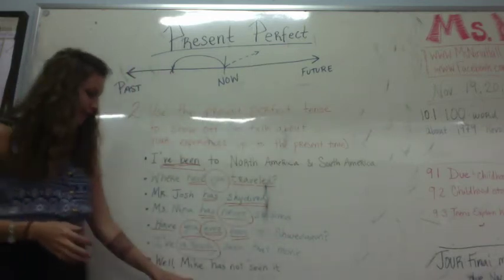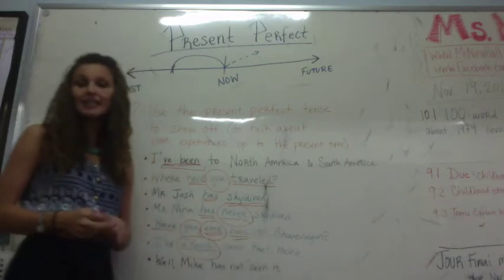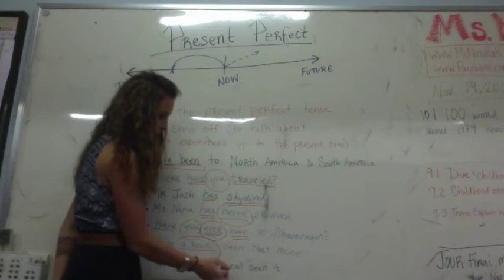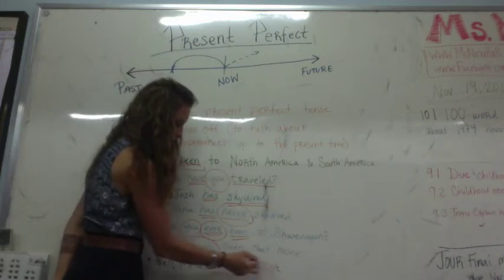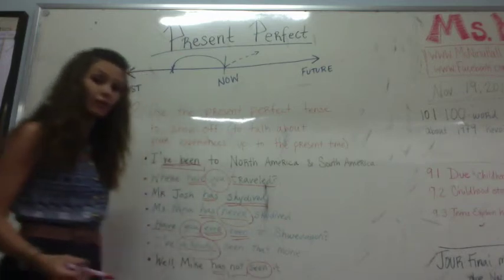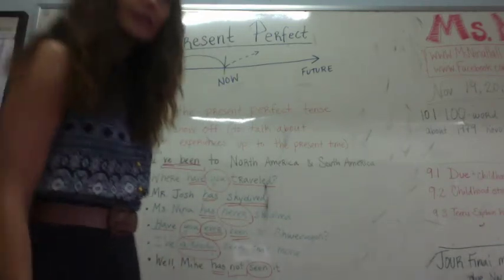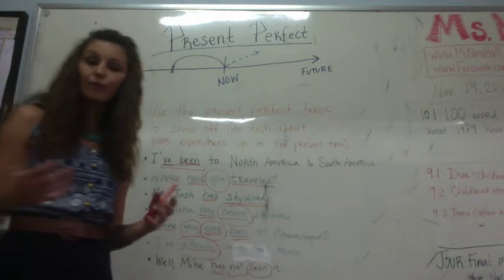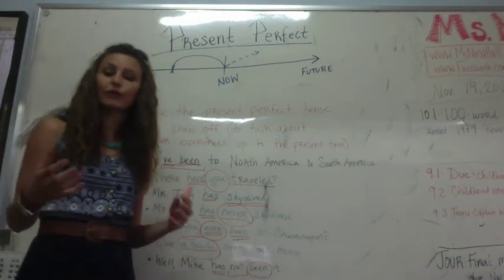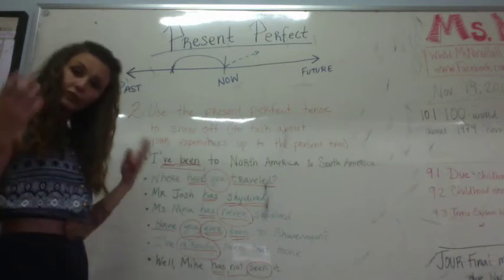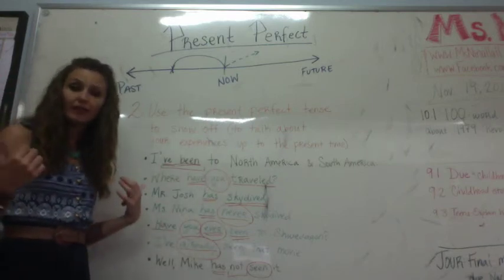Well, Mike has not seen it. Here's has. Here's how we do the negative. There's not. And here's seen. There's our V3 again. So again, in this example of how you're using the present perfect, in this case you're using it to kind of show off or to talk about your experience.